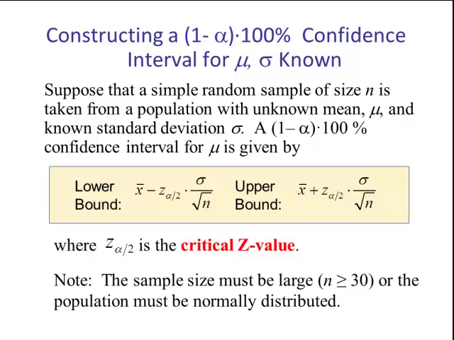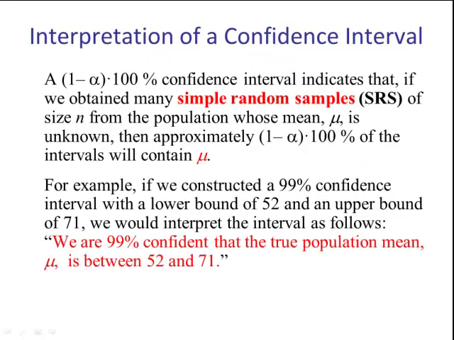This is the formula for constructing a 1 minus alpha times 100% confidence interval for the population mean. We have our lower bound, which is our point estimate minus what's called the margin of error, and the upper bound is our point estimate plus the margin of error. In this video we're going to talk about how we interpret a confidence interval.